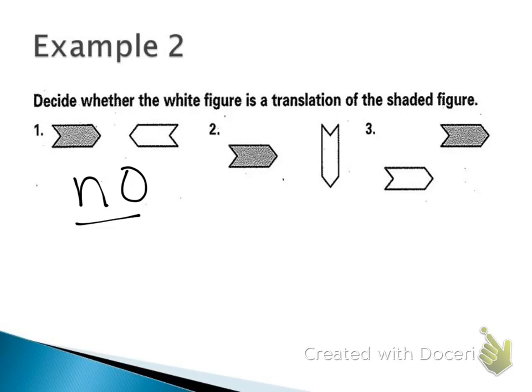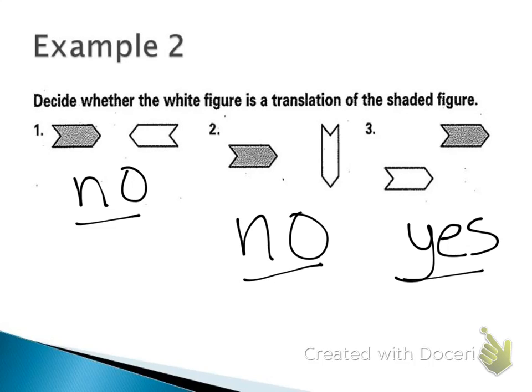What about number 2? No. It looks like it might actually be stretched out a little bit and it's rotated. So this one's a no. Number 3 is a yes. That's definitely just a translation. When it starts with the dark thing, you can slide in any direction. So they just slid, it looks like left and then down.